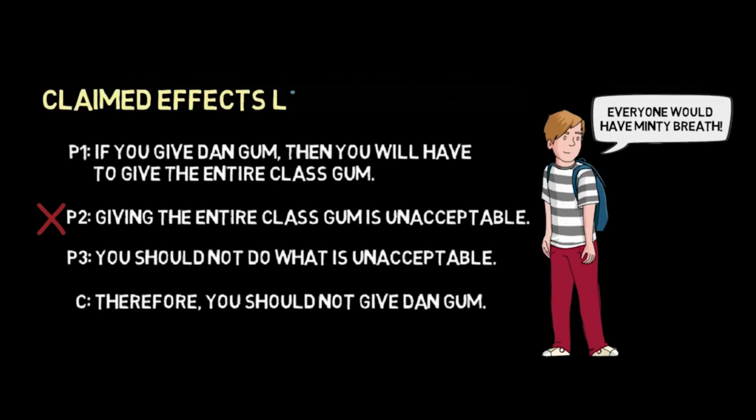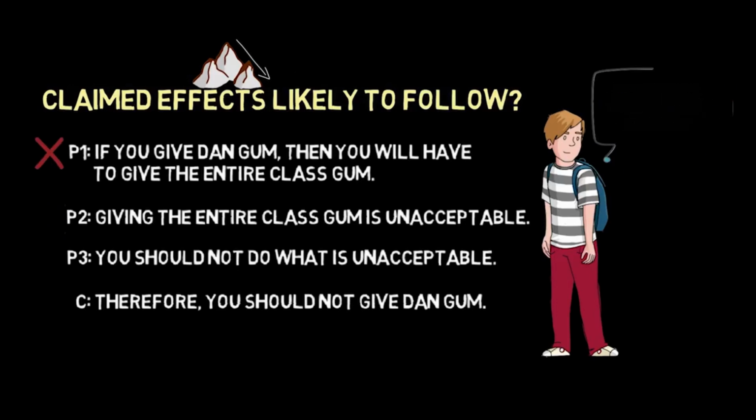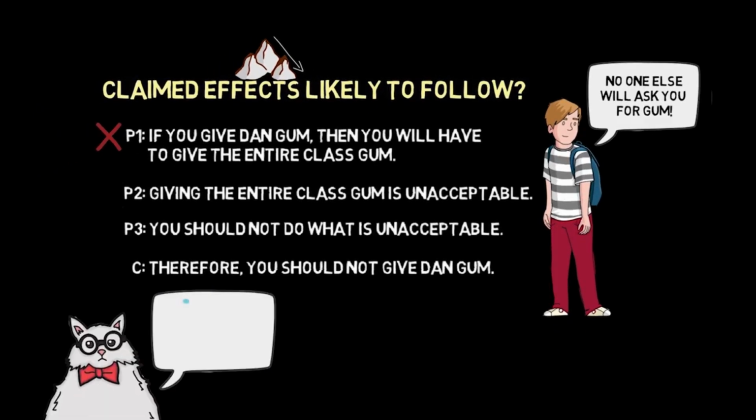Second, are any of the claimed effects actually likely to follow? This question evaluates how slippery the slope actually is. Perhaps one link in the chain of events does not lead to the next, which would lead us to reject the first premise. For instance, Dan could argue that even if everyone sees you give him gum, no one else will ask for a piece. If this is right, then the slippery slope has a stopping point, and the argument is unsound.